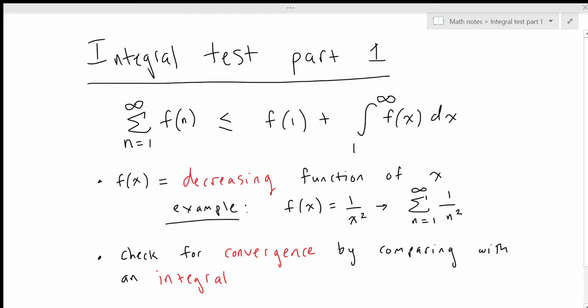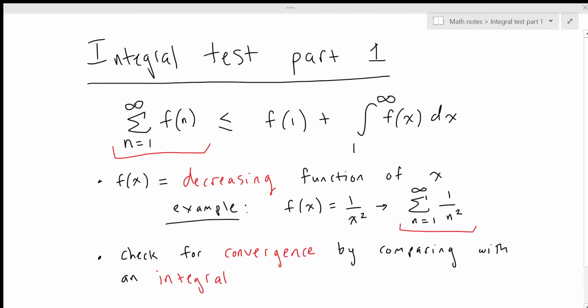So the series that we're going to look at is of this form, sum from n equals 1 to infinity of f of n, where this f is a decreasing function of x. A good example to keep in mind is the case where f of x is equal to 1 over x squared. And then our series would be this one here, sum from n equals 1 to infinity of 1 over n squared.